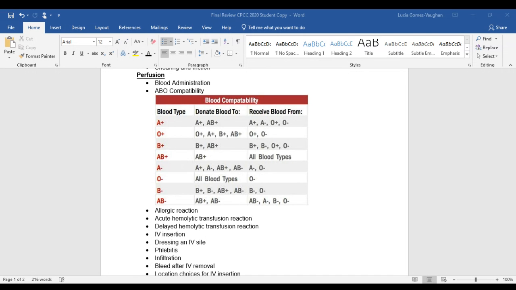There's your ABO compatibility chart. You need to know what blood types are compatible with what blood types. And you're just going to have to be able to identify, like if on your final, you'll have questions like, your patient is AB positive. Can they receive O negative blood? Yes, they can receive O negative blood. My O negative person, can they receive A positive blood? No.